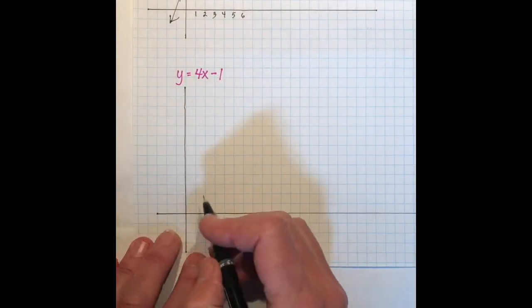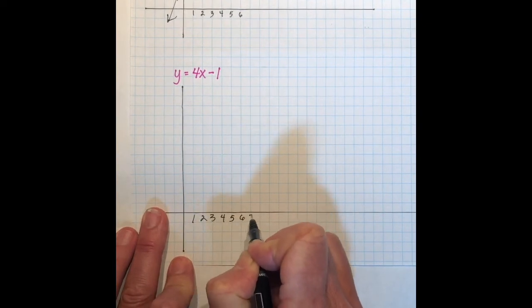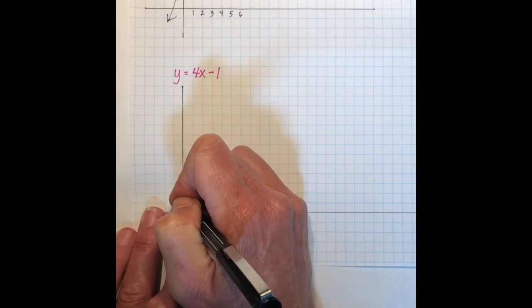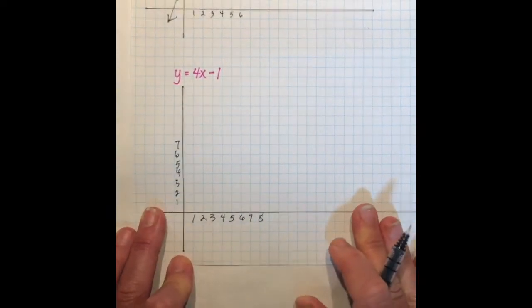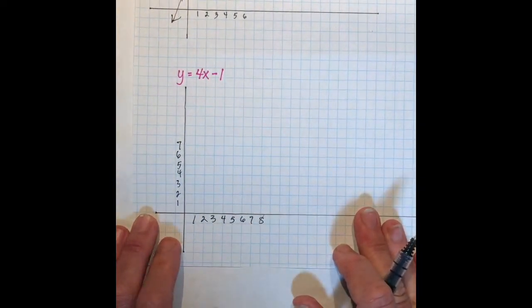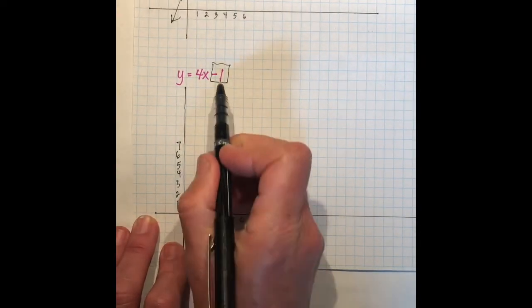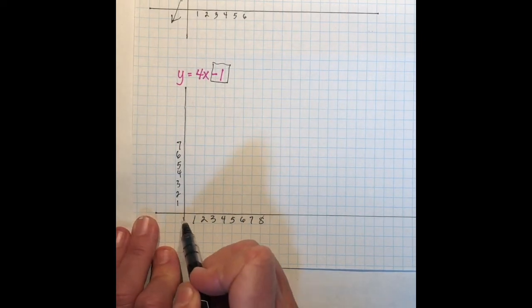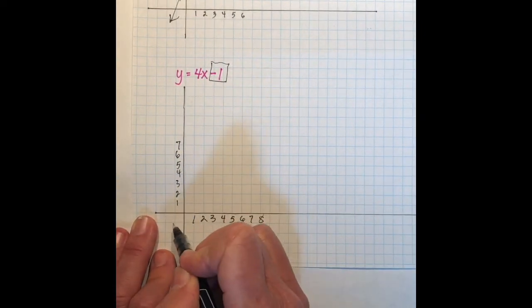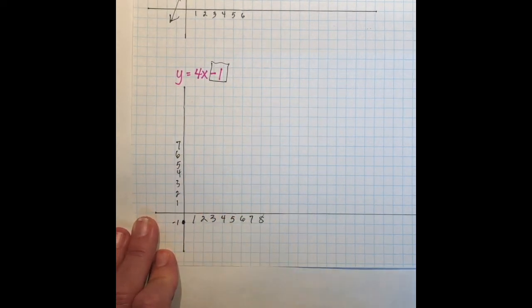All right, here we go with another one. Let me fill these in. 1, 2, 3, 4, 5. And let's see, 4x minus 1. If I box in my subtraction, can you see that my start number is -1? My y-intercept is -1. So instead of finding my y-intercept up here, it's actually down here at 0, -1.